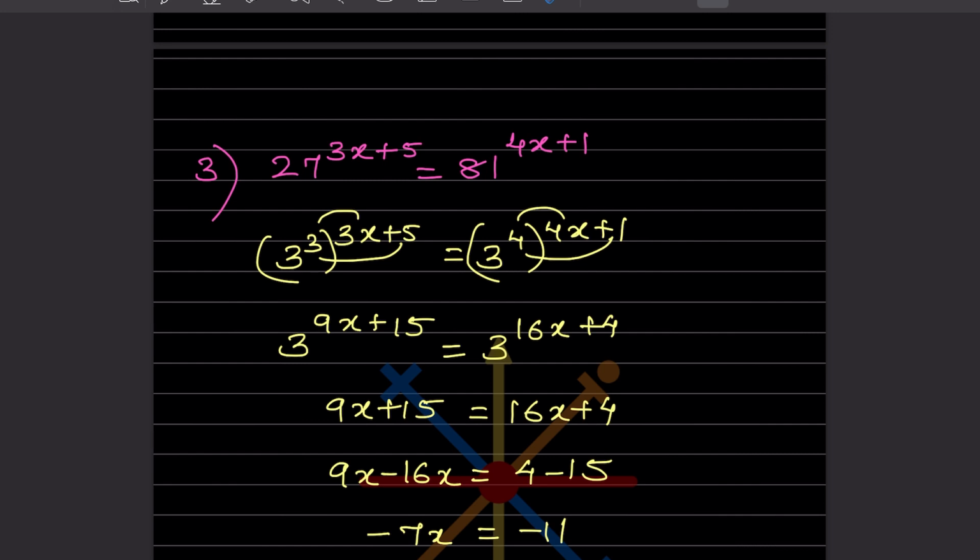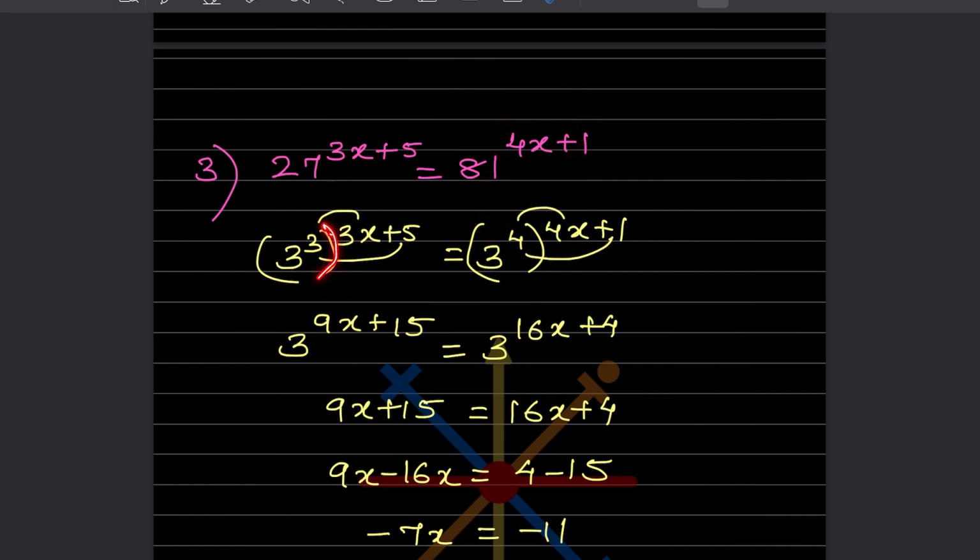Now look at this problem over here. This is the question given. Now again the bases are different, and the exponents also are different. So let us make the base the same. So 27 is 3 into 3 into 3. And 81 will be 3 four times. Here again you are going to make 3 raised to 4. And the exponent is the same.